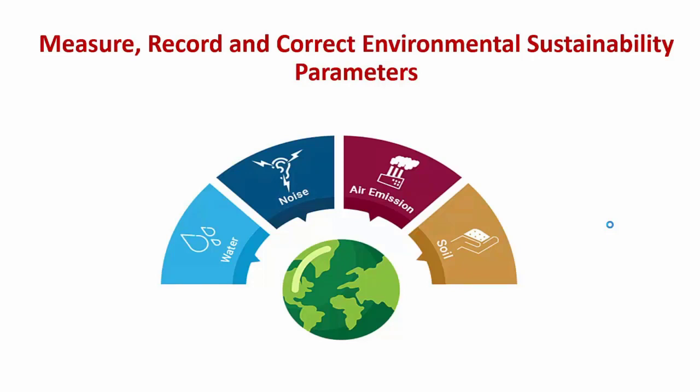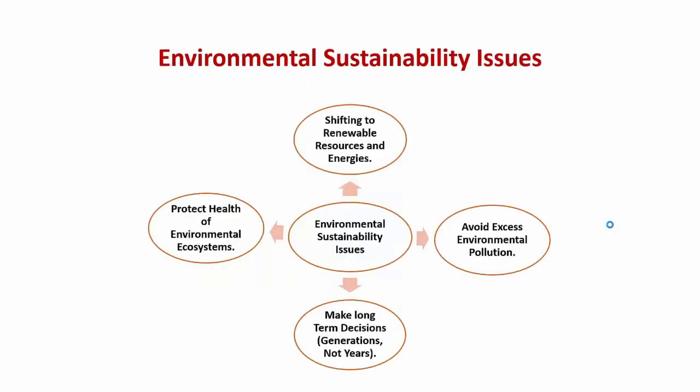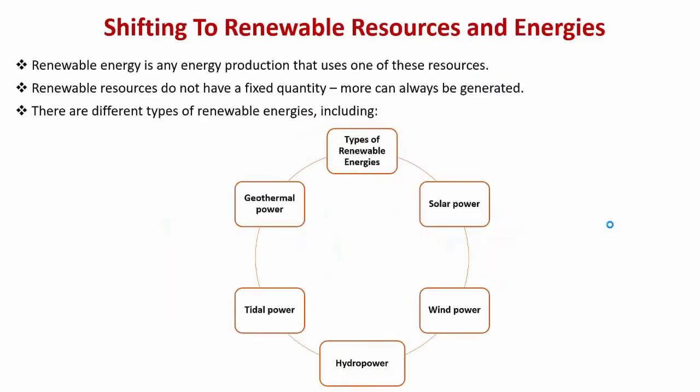So while measuring, recording, and correcting the environmental sustainability parameters, we have the water, noise, air emission, and the soil. And actually there are many environmental sustainability issues like avoiding excess environmental pollution, shifting to renewable resources and energies, making long-term decisions, and here I'm talking about generations, not years. And also there should be a protection of health of environmental ecosystems.